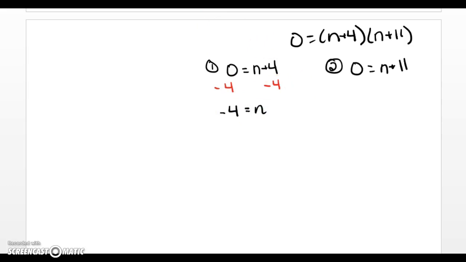Looking at our second factor, here we have n plus 11, so we want to subtract 11. Move it to the other side. And what we're left with is negative 11 is equal to n.